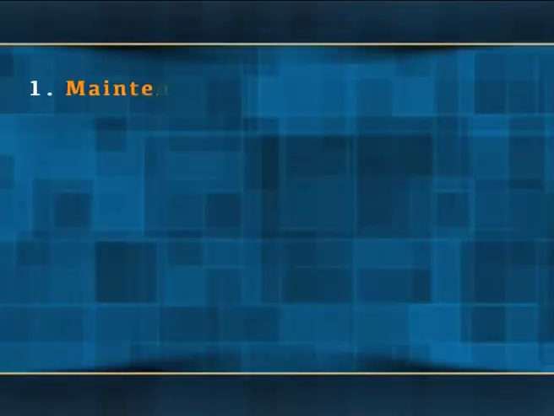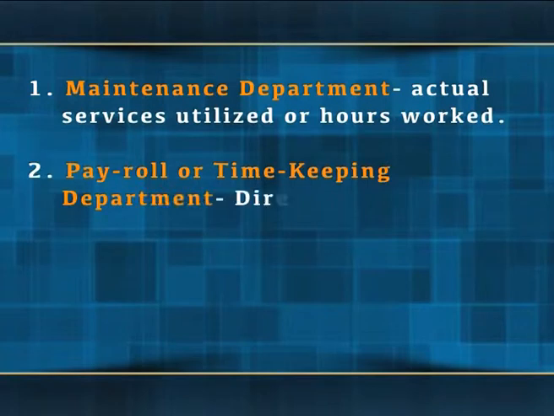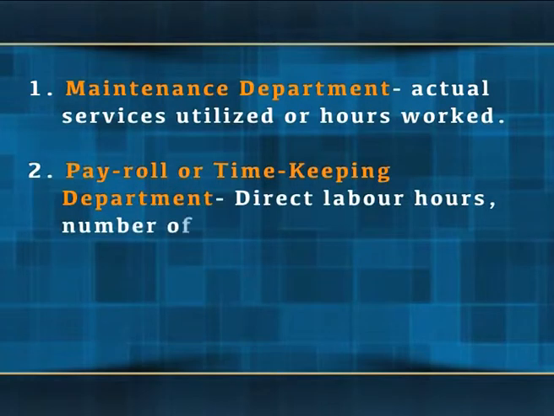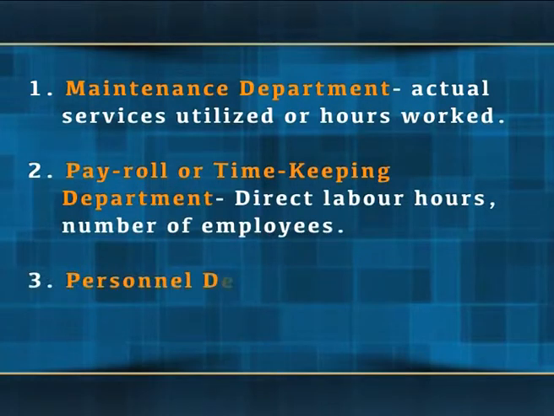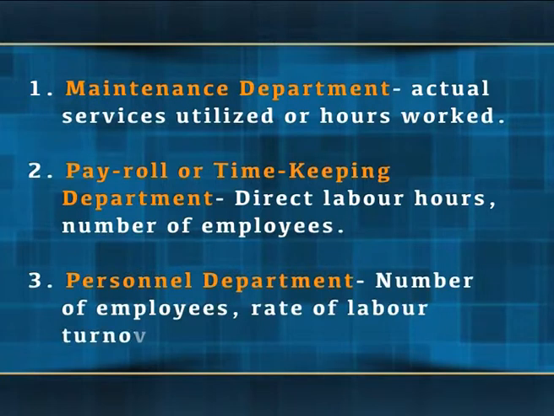Now let us look at the basis for apportionment of overheads of service departments. Number 1. Maintenance department: actual services utilized or hours worked. Number 2. Payroll or timekeeping department: direct labor hours, number of employees, etc. Number 3. Personnel department: number of employees, rate of labor turnover.